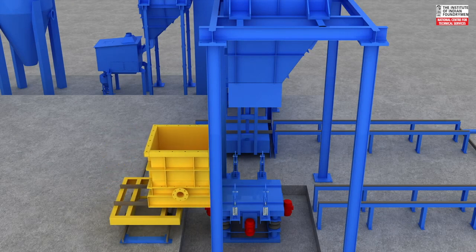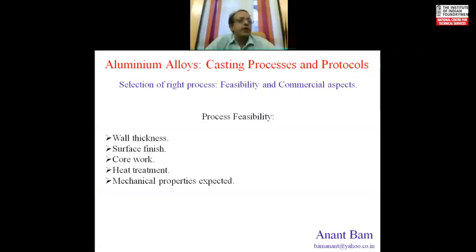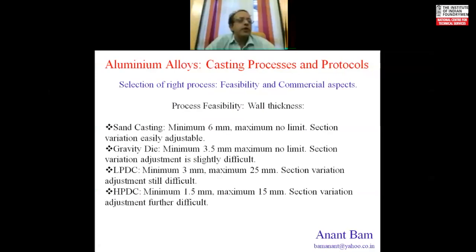Now, since we have understood the processes, first is wall thickness, then surface finish, then possibility of core work, possibility of heat treatment, and mechanical properties expected. For sand casting, as a thumb rule, for aluminum alloys, minimum 6 mm wall thickness is expected. This I am saying as a thumb rule. It does not mean that thinner castings cannot be cast, but then the economics of the whole situation changes. For maximum wall thickness, there is no limit.